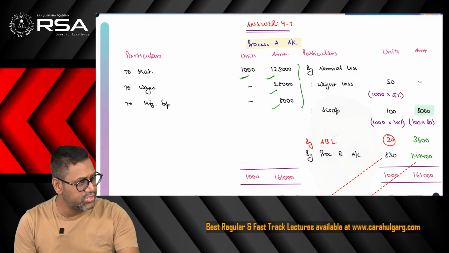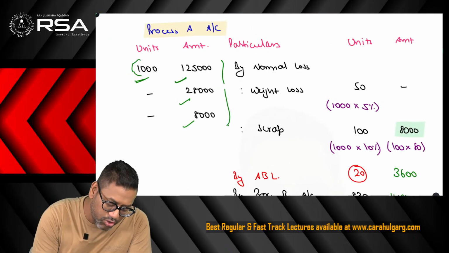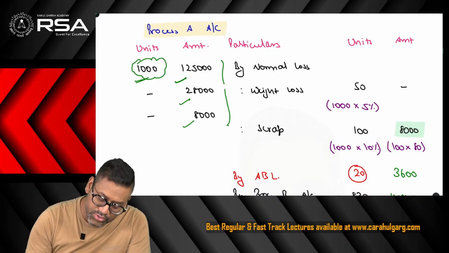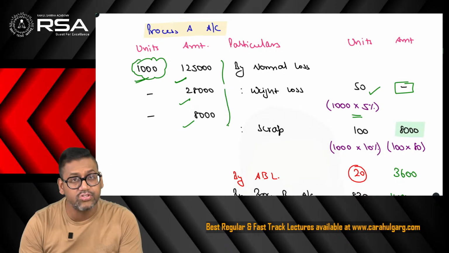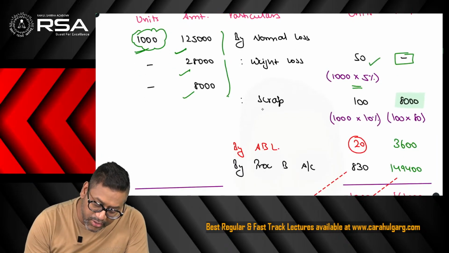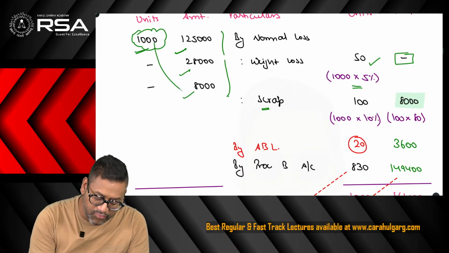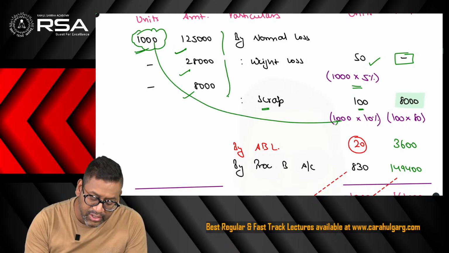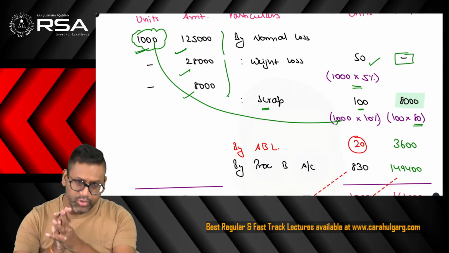In the normal loss, there are two categories. The question said there is a weight loss of 5%. 5% of what? Of this input 1000. So 1000 into 5% gives us 50 units, and obviously there is nothing in amount because there is no scrap related to it. There is another kind of normal loss named scrap, where the normal loss occurring is 10%. So 1000 into 10% means 100, and the rate of scrap was 80 per ton. So 100 into 80 will give you 8000.